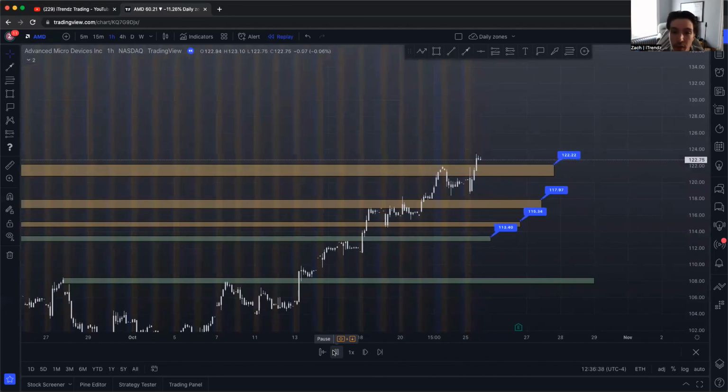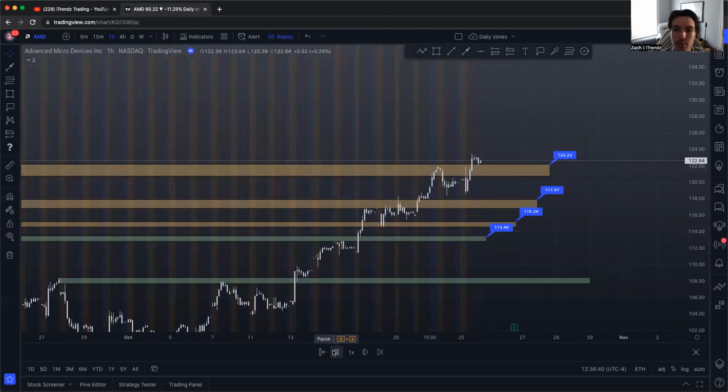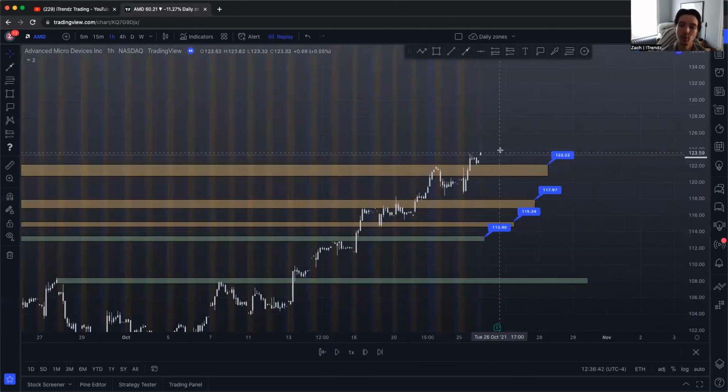Oh, wow. I was completely wrong. Wow, look at that. AMD was super bullish at this time. So we ended up actually getting our third take profit at this level. If you're watching it in real time, maybe things would have looked a little bit different, I guess.